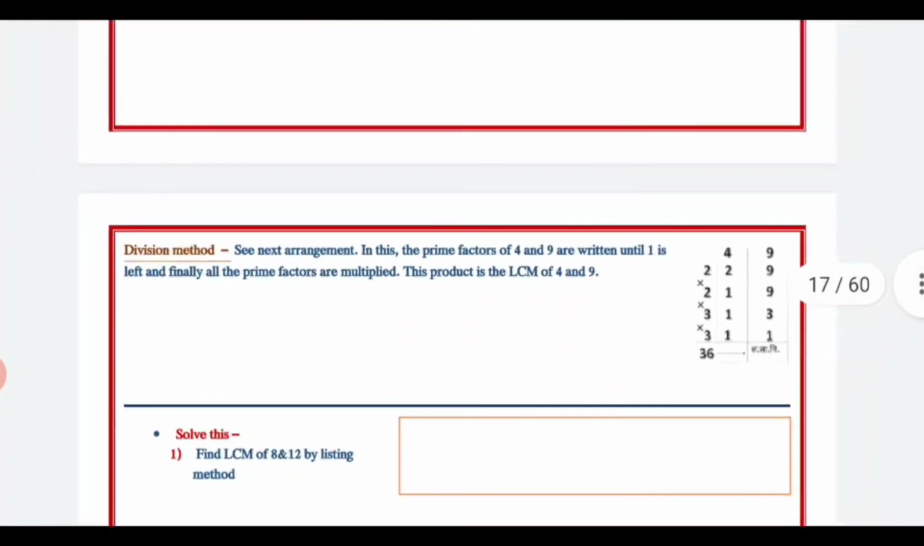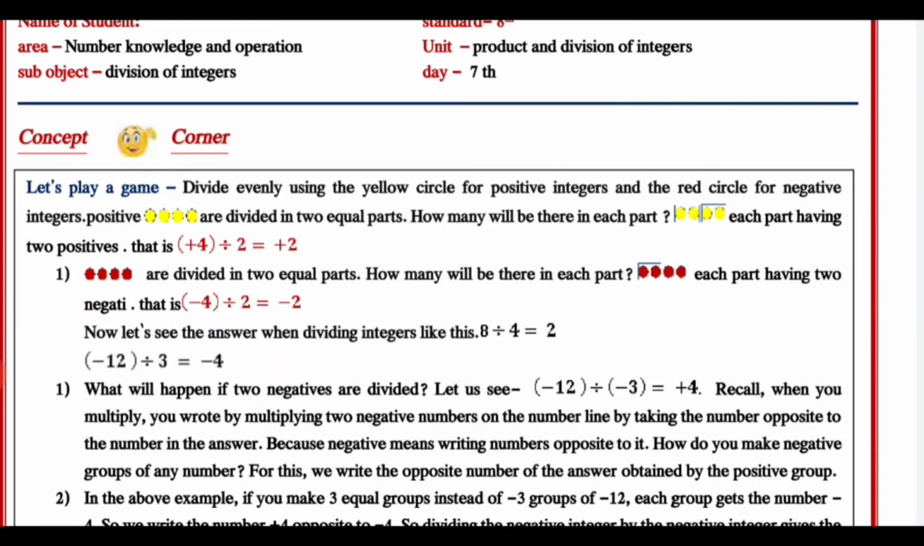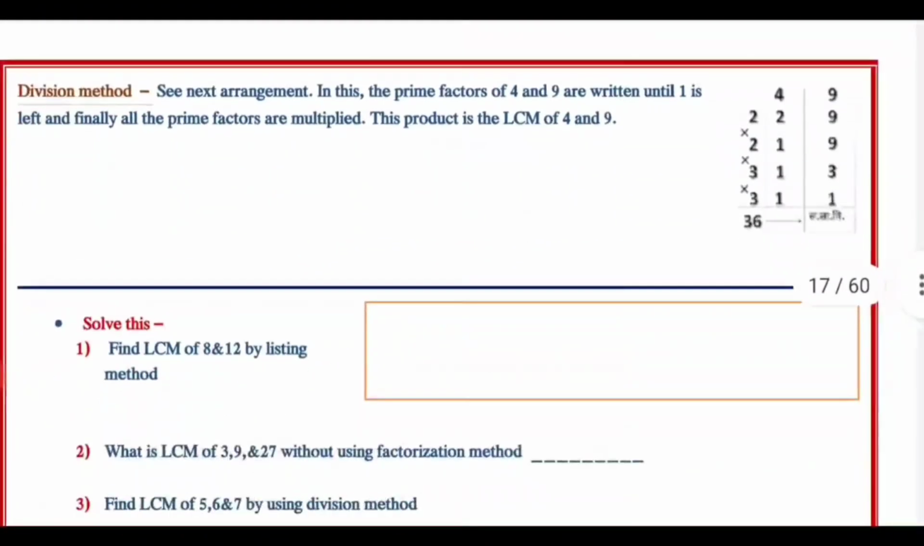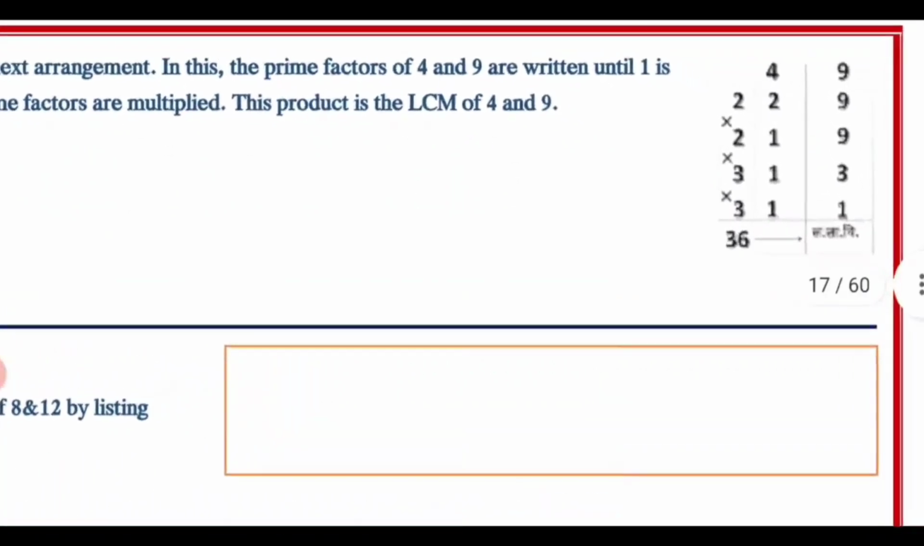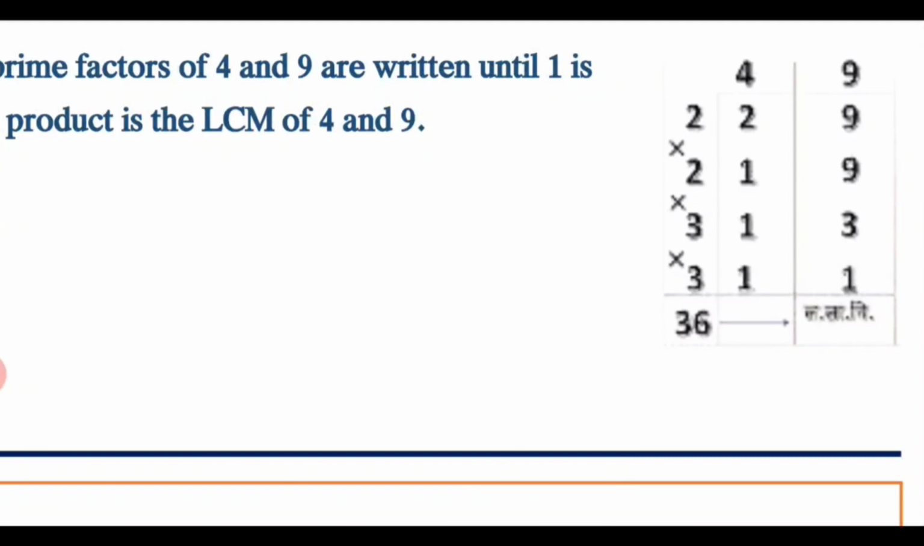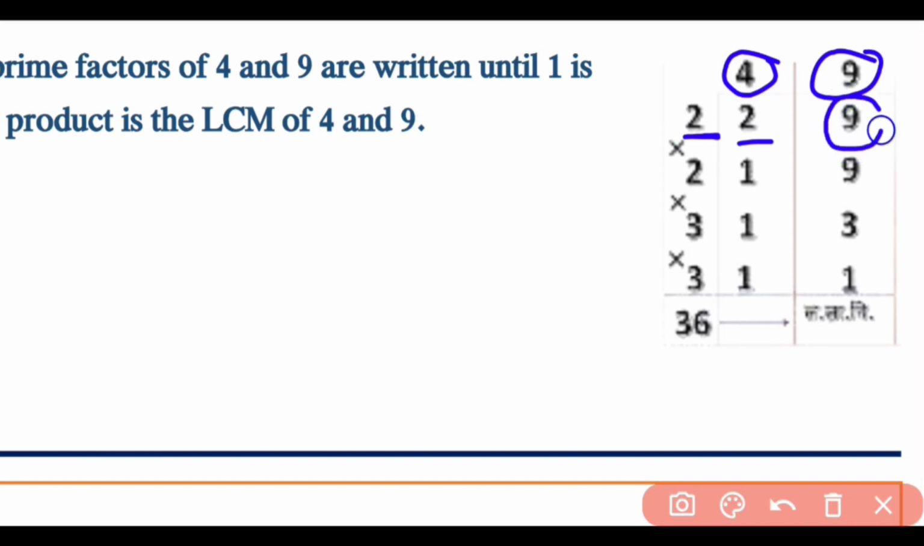The next method is the division method. By the division method also we can find the LCM. Here it is shown by the division method. First we have to write these two numbers here, 4 and 9. Now first we will see the factors of 4. 4 is divisible by 2, so 2 2s are 4. But 9 is not divisible by 2, so 9 as it is we have to write down.